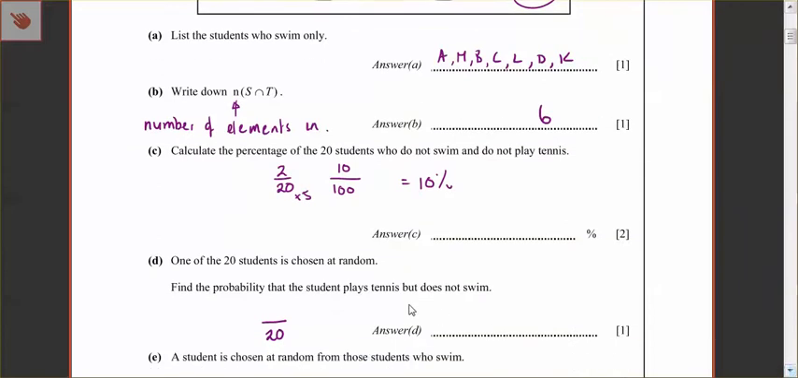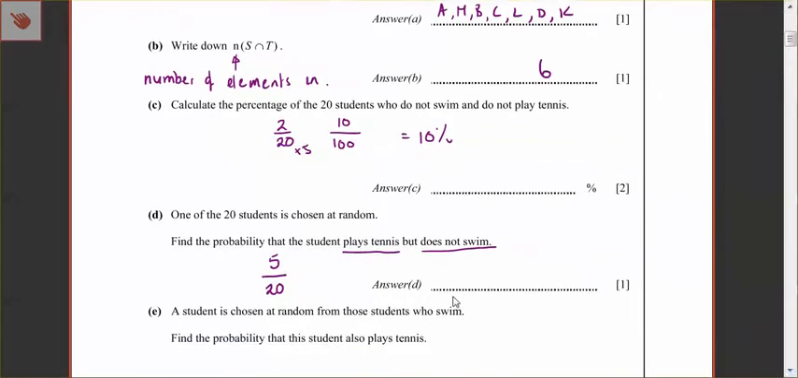What about the other? What about Q and J? They don't play tennis. Find the probability that the student does play tennis, does not swim. That's 5 out of 20. Leave it, 5 out of 20. For those of you that turn it into a percentage or a decimal, you don't have to. Just leave it as 5 over 20.